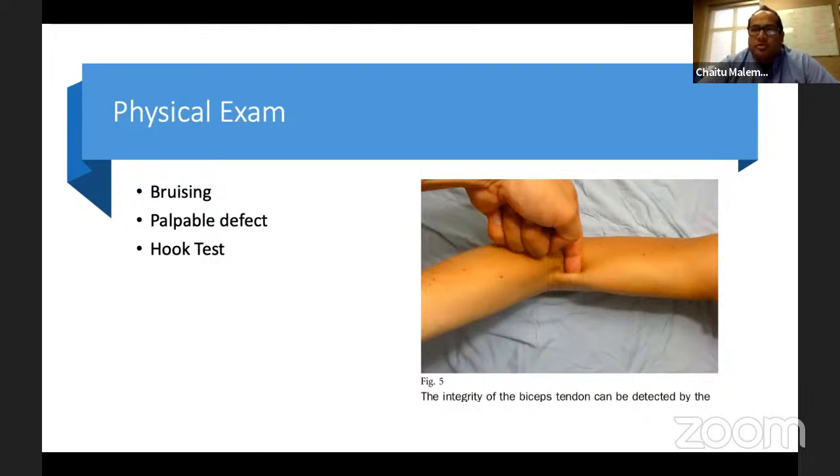So on physical exam, there's typically some bruising in the mid upper arm down to the elbow region, significant soft tissue swelling. There's usually a palpable defect, especially in complete and full thickness ruptures. And the hook test is a good diagnostic exam maneuver to assess this type of injury. Going from lateral to medial, just proximal to the elbow, you can often put your finger and hook underneath the biceps tendon.